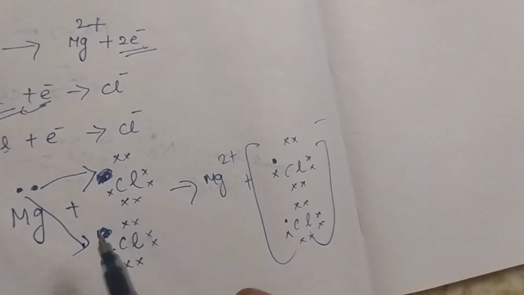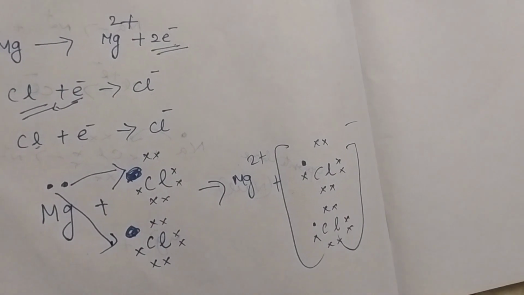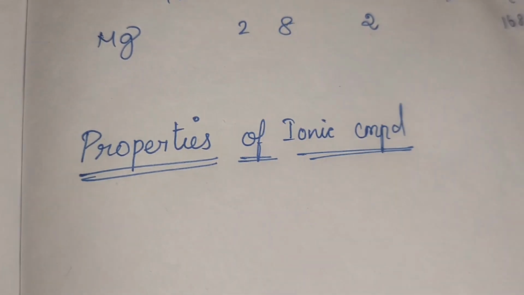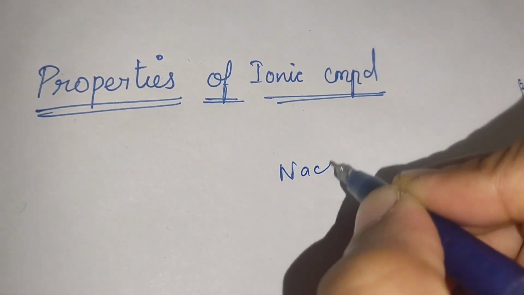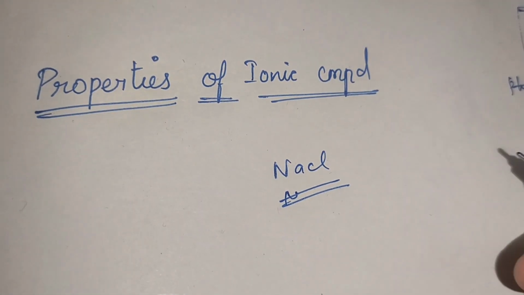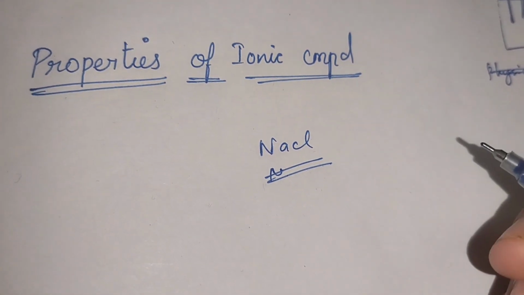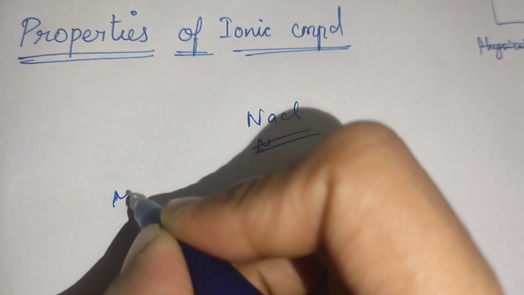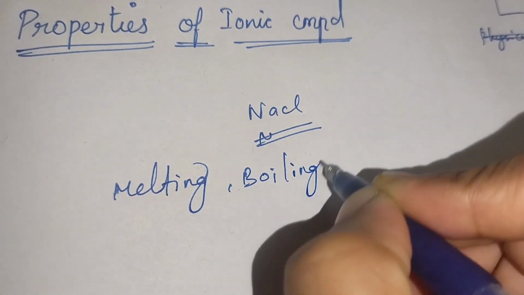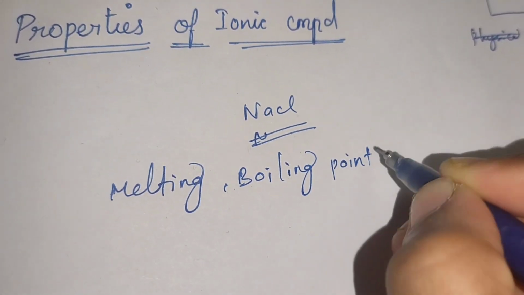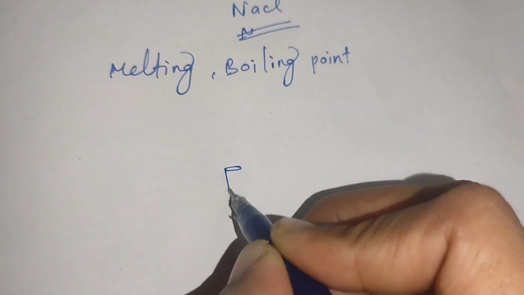So when a metal reacts with a non-metal, it produces an ionic compound. Okay. Thank you. The next one is properties of ionic compounds. Ionic compounds formed, sodium chloride, magnesium chloride, like that. We are going to see about the properties of these ionic compounds. First property, let me check the melting point and boiling point. Melting and boiling point of the ionic compound. For example, we are going to take sodium chloride, same sodium chloride.